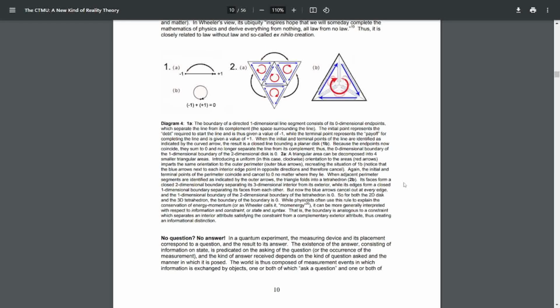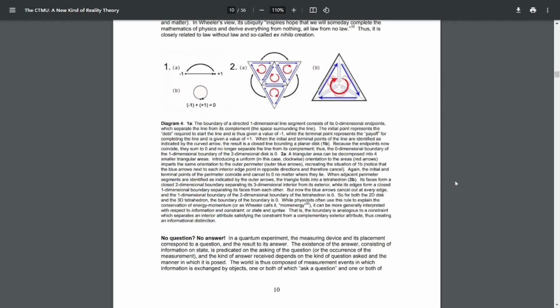A little more complicated. Again, the initial and terminal points of the perimeter coincide and cancel to 0, no matter where they lie. When adjacent perimeter segments are identified as indicated by the outer arrows, it's kind of like this one right here and also these lines, the triangle folds into a tetrahedron, 2B. Its faces form a closed two-dimensional boundary separating its three-dimensional interior from its exterior, while its edges form a closed one-dimensional boundary separating its faces from each other, but now the blue arrows cancel out at every edge. And the one-dimensional boundary of the two-dimensional boundary of the tetrahedron is 0.